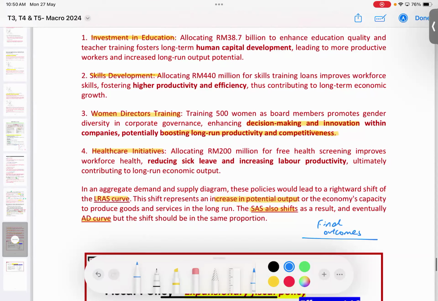Okay, so this one you refer to the graph that we drew just now in the recap. Okay, so these are things that you need to know for supply side policy.